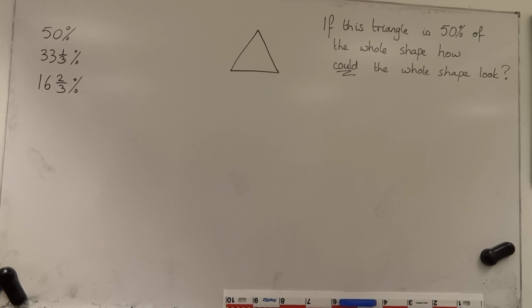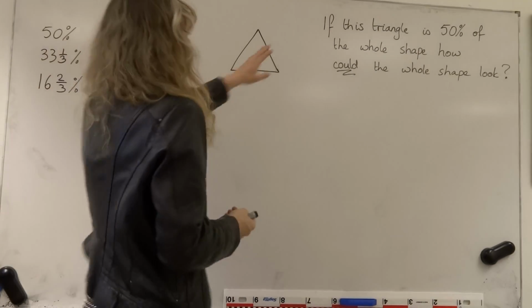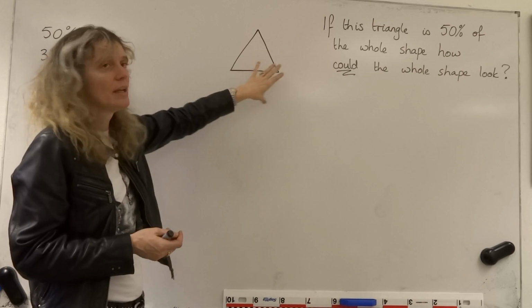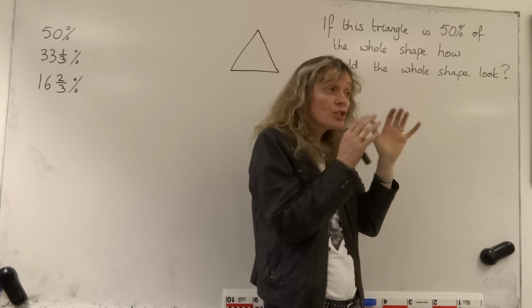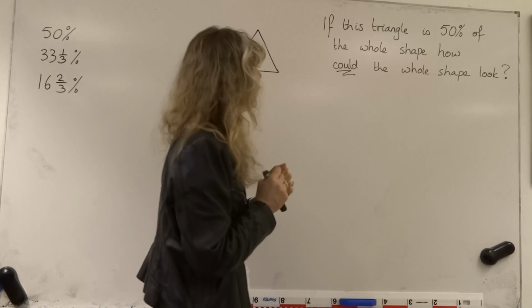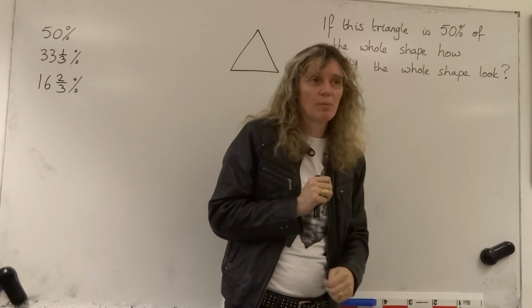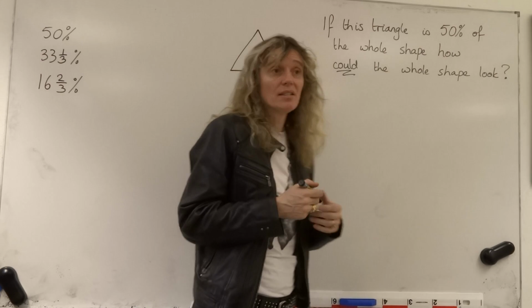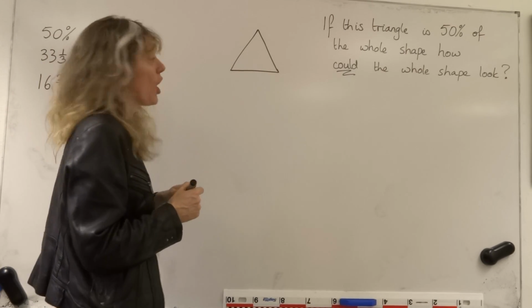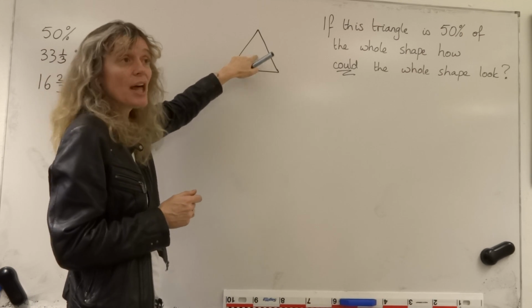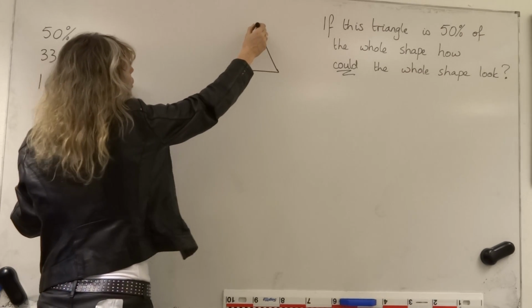Let's work this one out. The question is, if this triangle is 50% of the whole shape, so they've just given you half of the triangle, what could the whole shape look like? And there's lots of different answers to that. Because if the triangle was 50%, that means it's half of it. It means I've got to write another of these triangles. And I could write it like that.